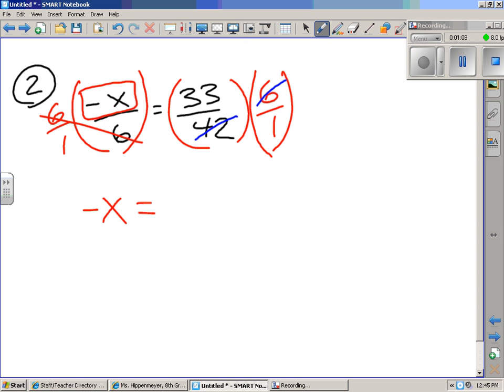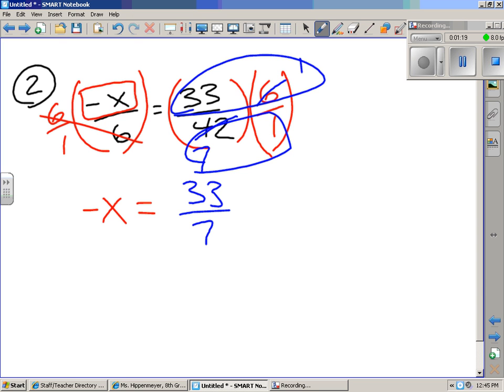Both 6 and 42 have a common factor of 6. 6 divided by 6 is 1. 42 divided by 6 is 7. Now we can multiply across. 33 times 1 is 33. 7 times 1 is 7. Then we have a negative 1x on this left side.